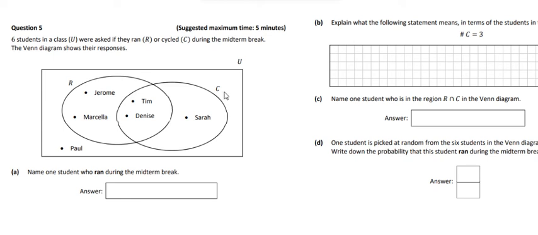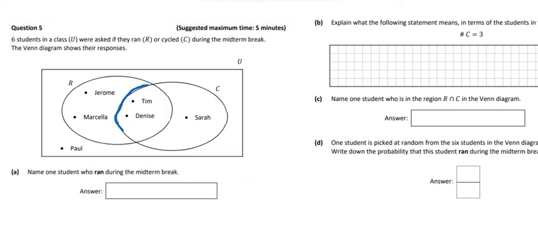Hey folks, so question 5 is on Venn diagrams and sets. So first question, if you just look at the Venn diagram, 6 students in a class were asked if they ran or cycled during the midterm break. This circle here is all of the students who ran. So everyone inside that circle ran during the midterm break. There are 4 inside it altogether.